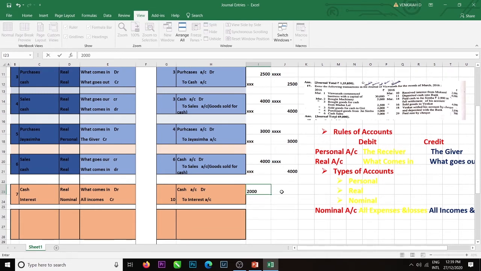Here we did not record Mukund because we have to record income. That's why interest is recorded, and we did not take Mukund's account. Next: deposited cash into bank. Very clear. Cash is there, bank is there. Cash is a real account. When I deposited, cash is going out. What goes out?